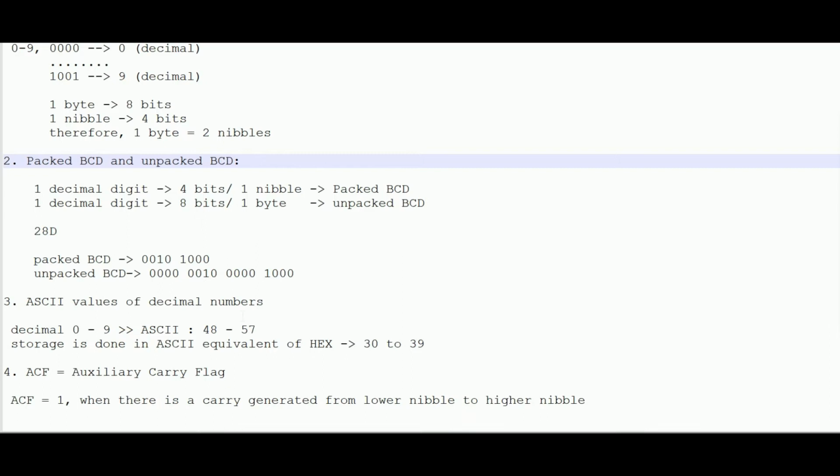So all these 4 key concepts will be used in understanding your ASCII adjust addition, ASCII adjust subtraction, and so on, along with your decimal adjust equivalent, that is DAA and DAS. Okay, so now let's start with our instructions one by one. The first instruction is AAA, which stands for ASCII adjust after addition.